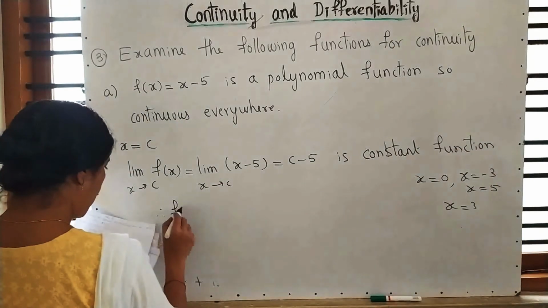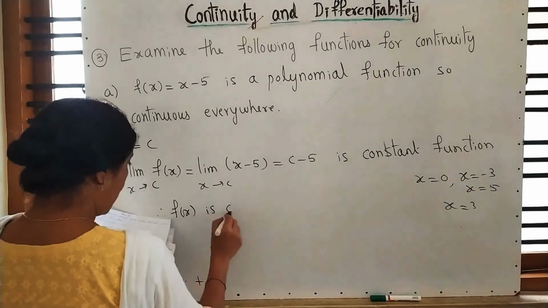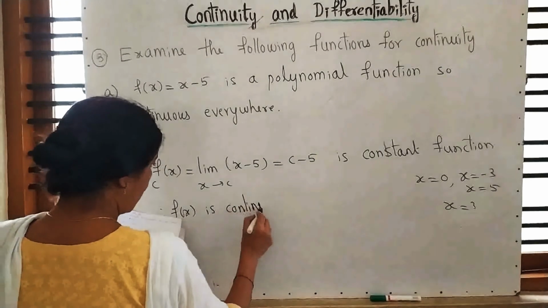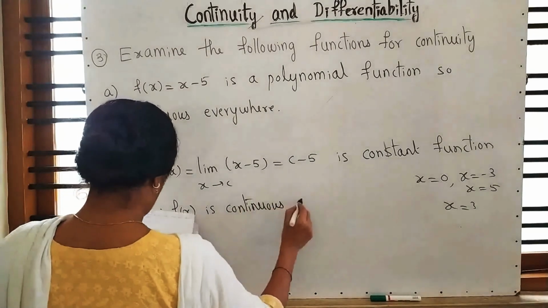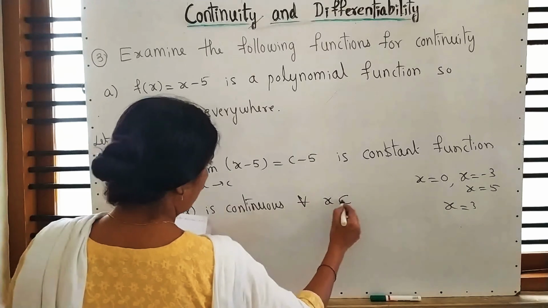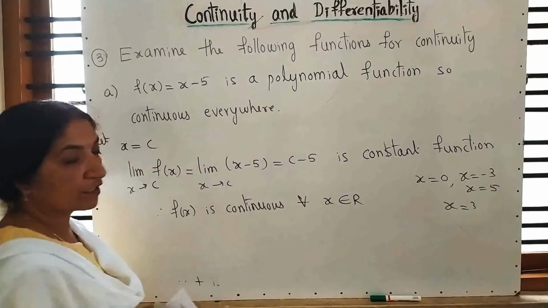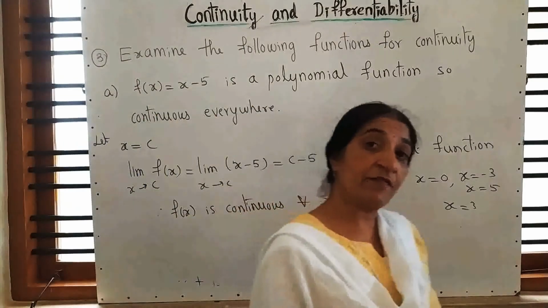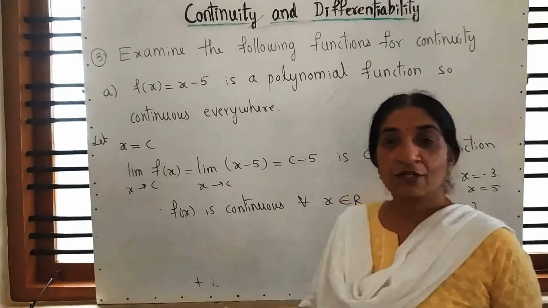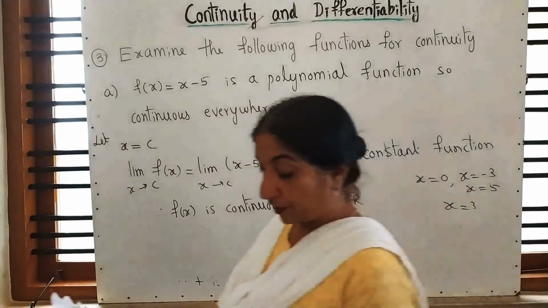Therefore, f of x is continuous for all x belongs to R. See, even if the point is not given, you can write this. So this is how we are solving. Moving to the next one.